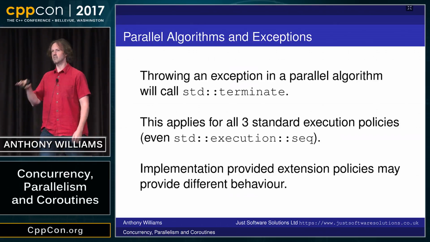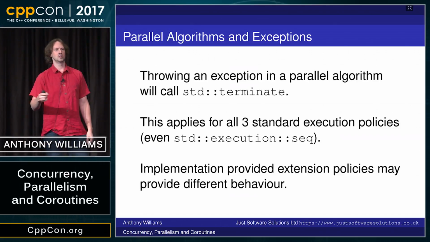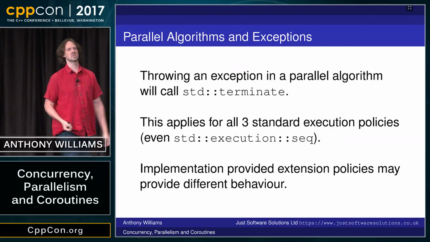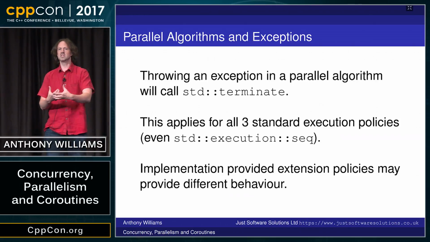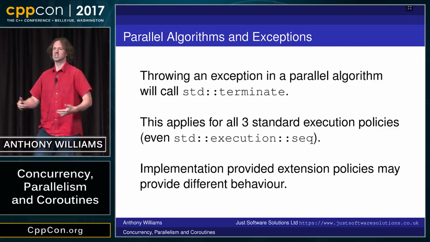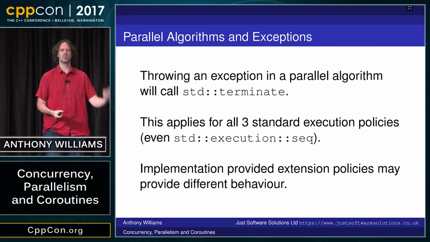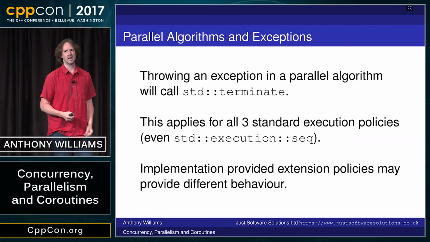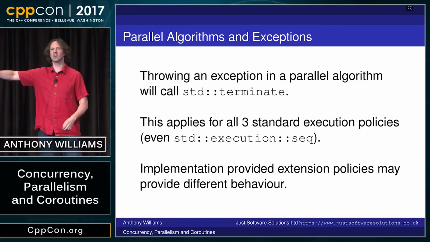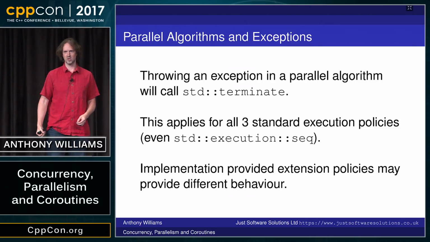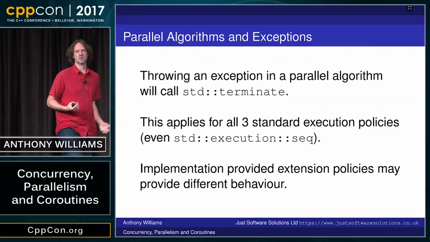If you're running this in parallel and one of the instances throws an exception, it has no means of doing that, because say you're running on a compute cluster, you've got 1,000 cores, and the operations running on each of those 1,000 cores throws an exception. You can't propagate 1,000 exceptions out.